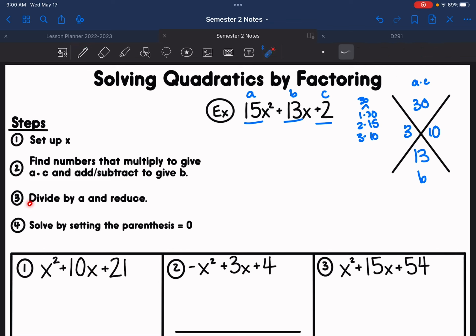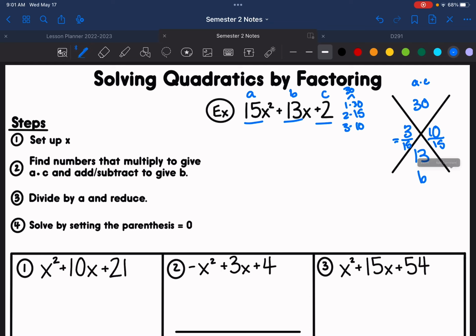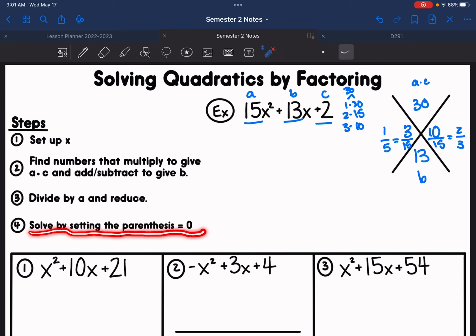Cool. Next step says divide by a and reduce. Okay. So my a in this problem was 15, so I'm going to divide both of these by 15. And then again, you could use your calculator to reduce, or you could do it by hand. I'm going to do mine by hand. I know that this is going to reduce to 1/5. And this one's going to be 2/3. Again, you could do that in your calculator, or if you already remember how to reduce, do it in your head.